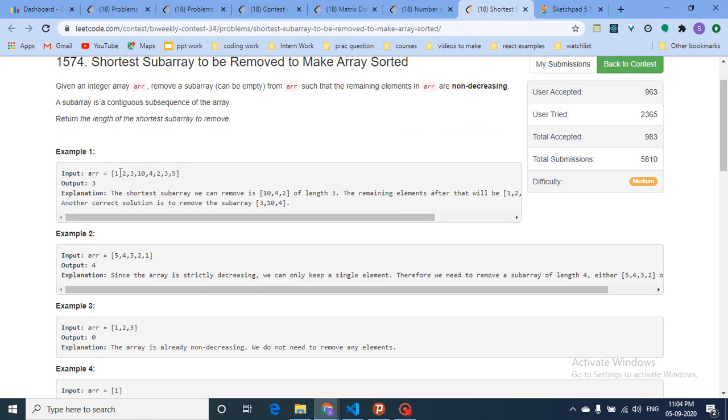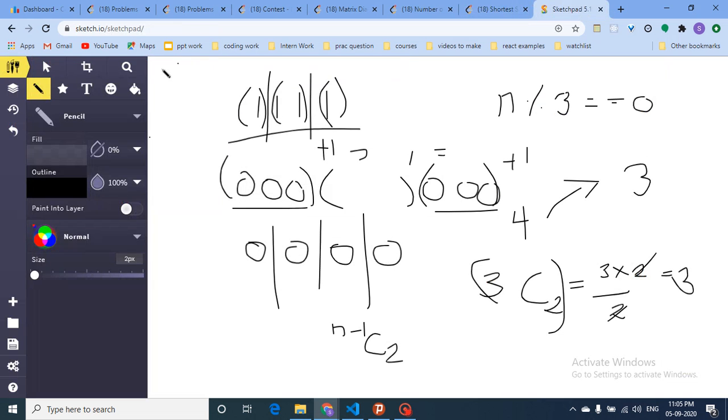As you can see in this example, if you remove 10, 4 and 3, this part, then the remaining part is 1, 2, 3, 3, 5, which is non-decreasing. So now you have to find the smallest subarray you have to remove. The main trick to observe in this question is that you can only remove one subarray.